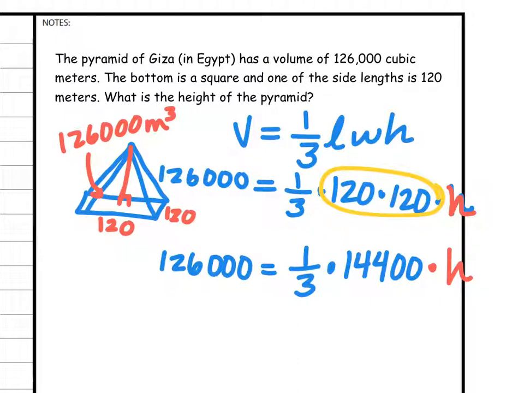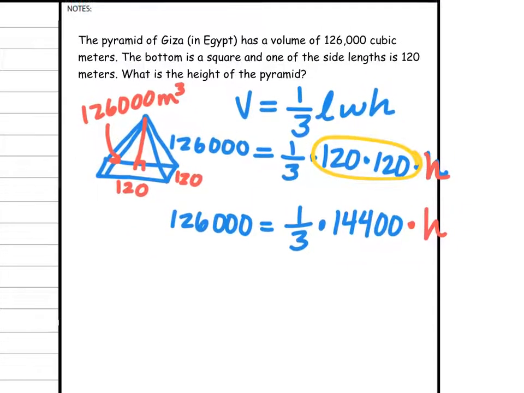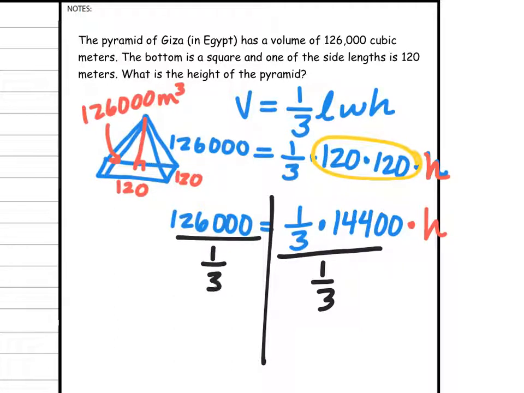So just like we've done before, when we're solving equations, we use the inverse. So we are going to solve the equation. 1/3 is being multiplied. So Olivia, how do I get rid of it? So divide this side by 1/3. So we're going to divide by 1/3. That would take it away over here. So in your calculator, you have to do 126,000 divided by 1/3. Make sure you put 1/3 in parentheses.